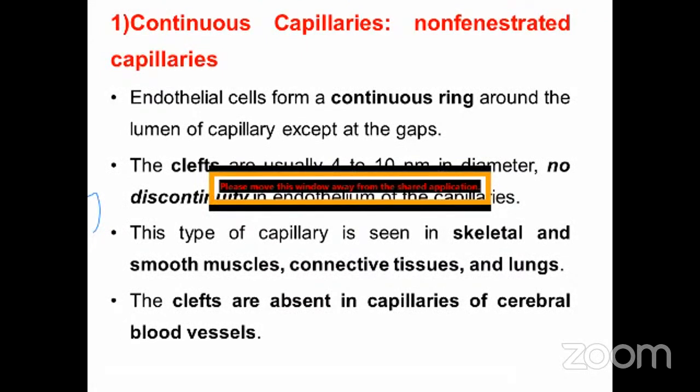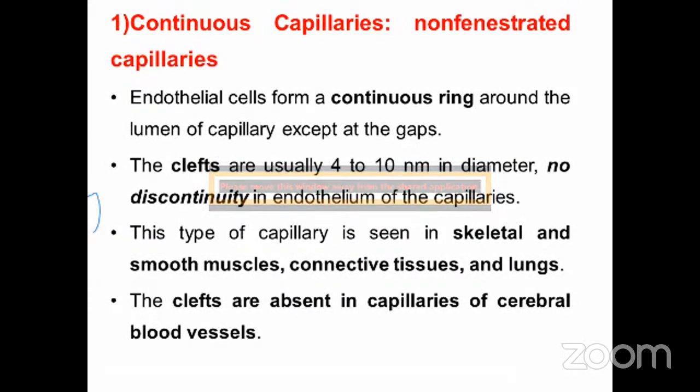So the first type of capillary is the continuous capillary, also called a non-fenestrated capillary. They have a continuous lining of thin endothelial cells. These are present in skeletal muscles, connective tissue, smooth muscles, and lungs. They are absent in the cerebral blood vessels, so there a blood-brain barrier is present.